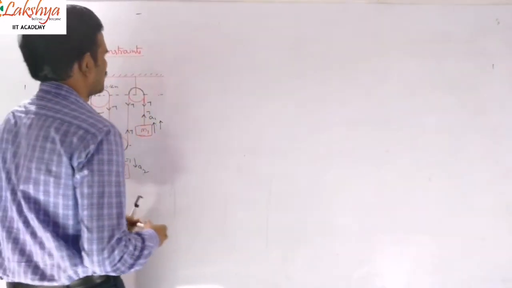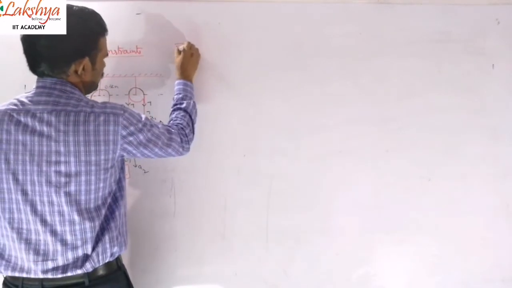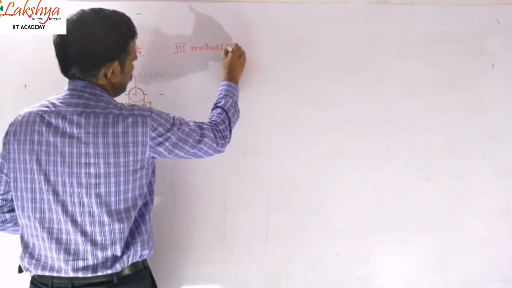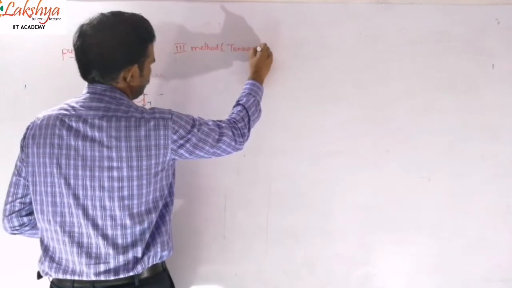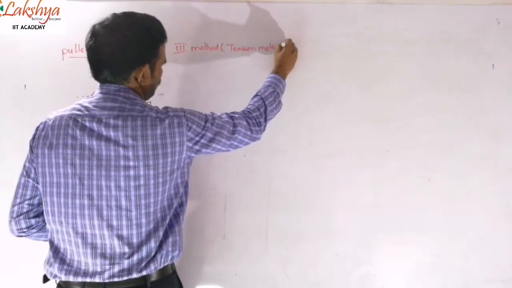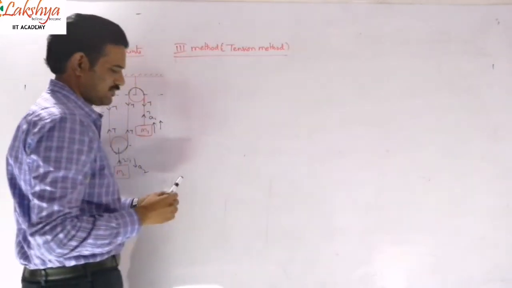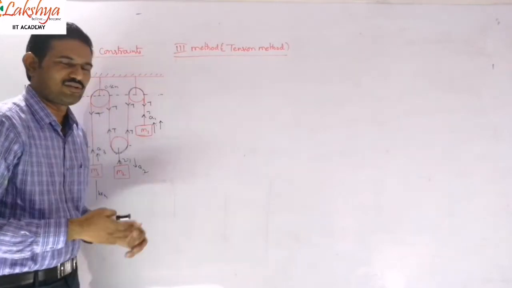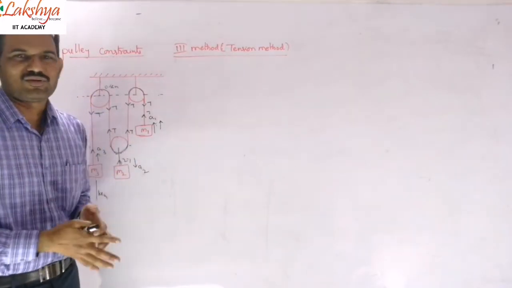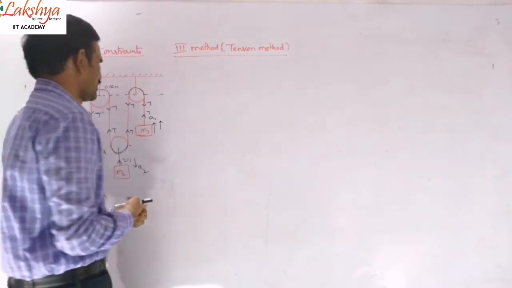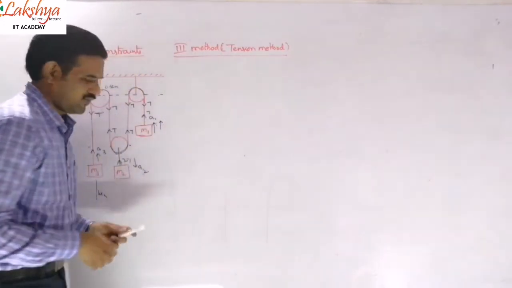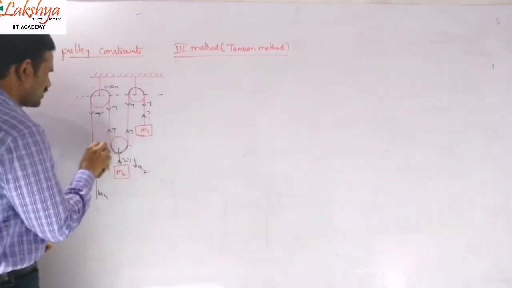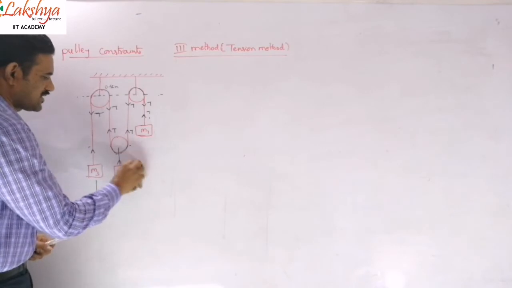So now let us see this another method here, the tension method. This method will be easier when compared to the remaining methods, even in complicated problems. Even if 3 or 4 pulleys or 5 pulleys are there, this method will be the simplest method for that. In this method, what we need to consider is just the distribution of the tension here.